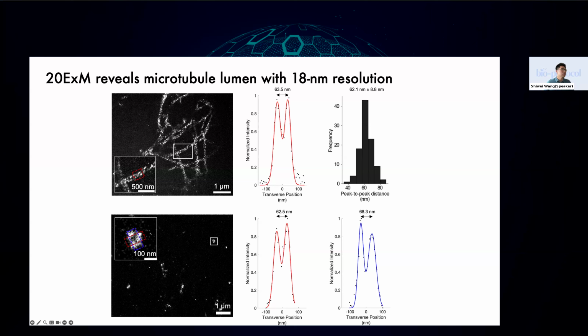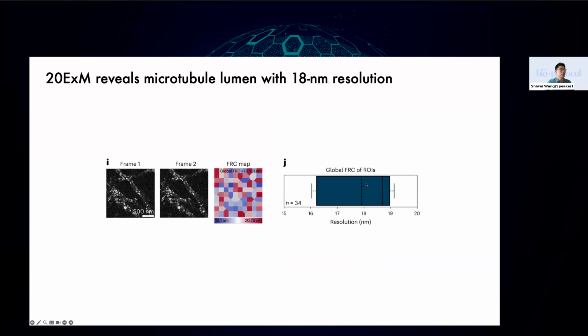And we did quantification of the distance between the two layers of the lumen, and we saw reliably that this distance is around 62 nanometers, both for the cross-section this way and the cross-section this way. We measured around 100 microtubule images, and we saw a very consistent distance between the two layers. This is consistent with the previous STORM, DNA-PAINT, as well as iExM protocols. We then further quantified the resolution of these images using Fourier ring correlation analysis.